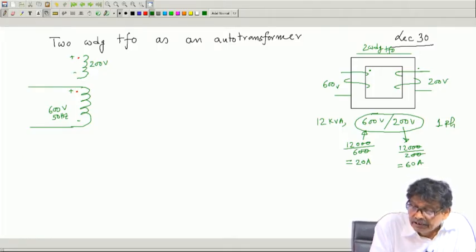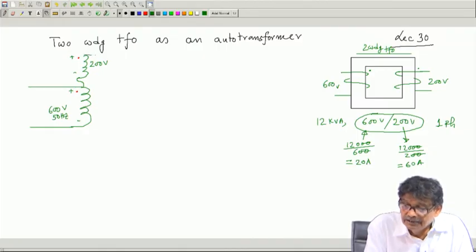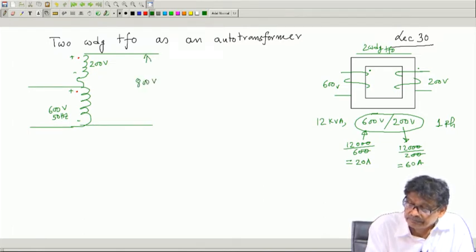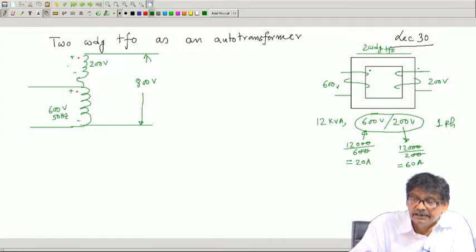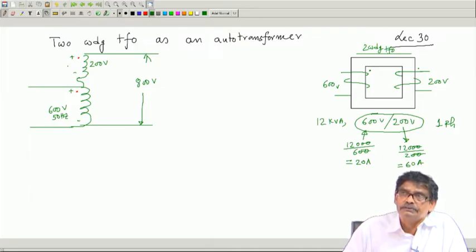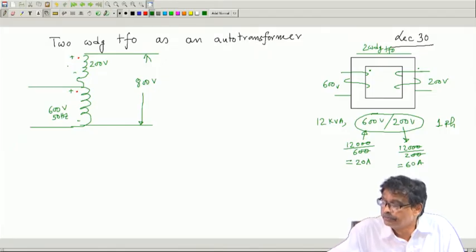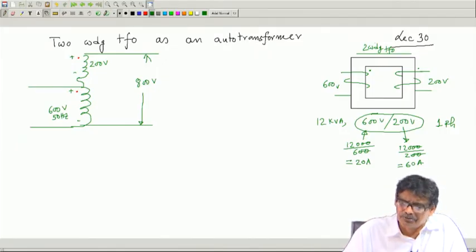Therefore, if I connect these two in series, these 2 points I join, then what will be the voltage available here? 800 volt, why not? You will get 800 volt here. Therefore, this two winding transformer, no doubt, can be used to change 600 volt to 200 volt or vice versa. If 200 volt is there, you can get 600 volt, connect loads.